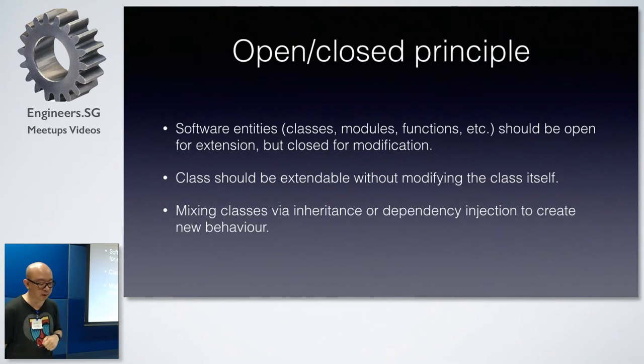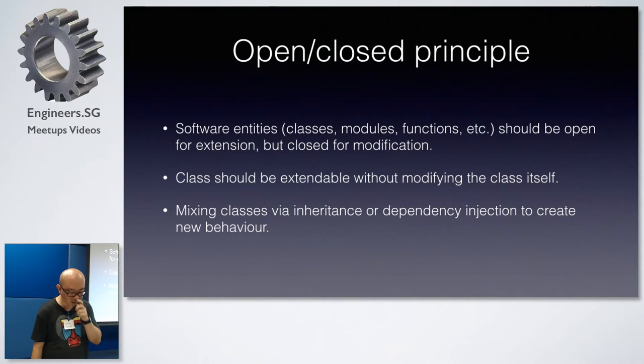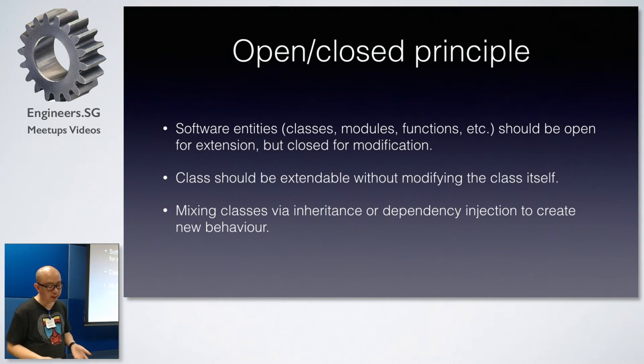Okay, so next thing. We've covered S, and O is the open close principle. What does that mean? It means that your software entities should be open to extension and closed to modification. Open to extension as in we should be able to extend any class through inheritance or through making it part of another function, another dependency in another class, and it should be closed to modification.